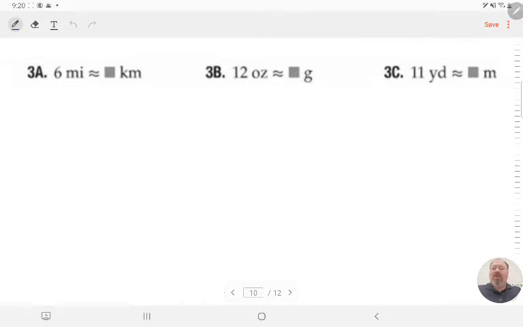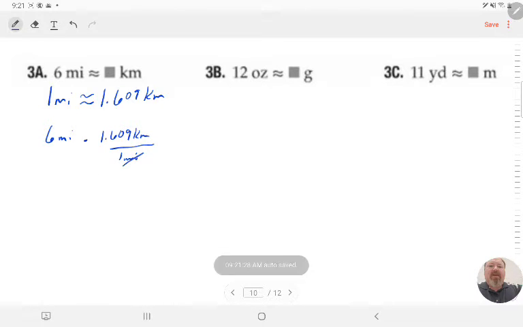So let's look at these. We have 6 miles to however many kilometers. And 1 mile is approximately 1.609 kilometers. Okay? So I could take 6 miles and multiply that times 1.609 kilometers over 1 mile. Miles cross out, multiply 6 times 1.609, and I get approximately 9.65 kilometers.